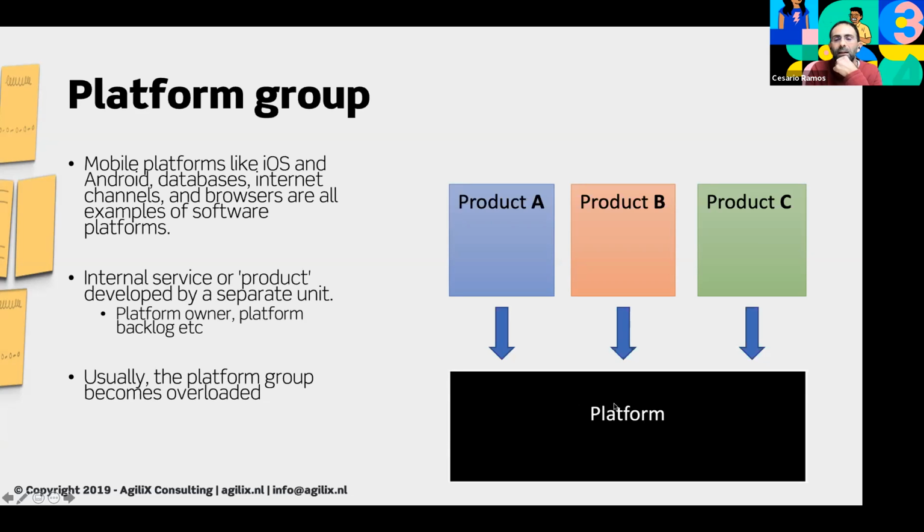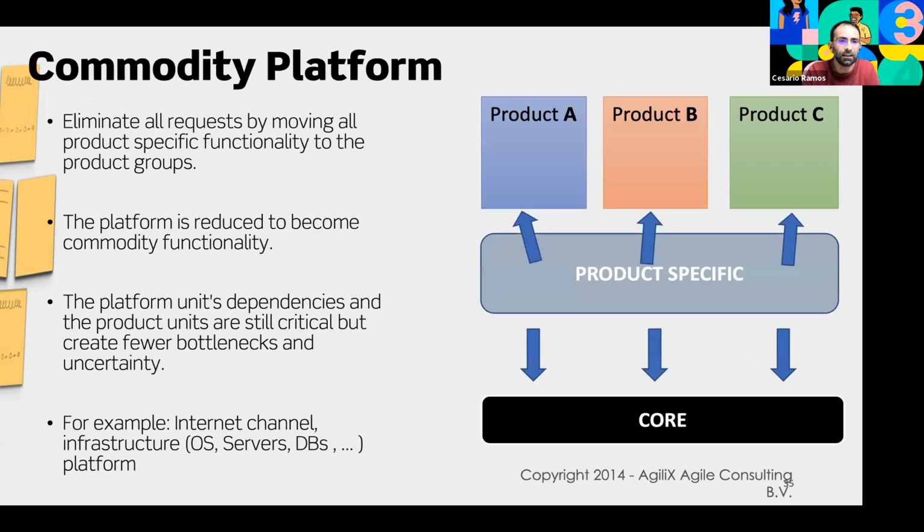So this platform group will have a platform owner and will have a platform backlog and so on. And the problem then, of course, is that this will be a single point of bottleneck, and it will slow down product development a lot, especially if the platform also has its own KPIs, etc. So what to do? The idea is to think about the platform just like what it is supposed to be, and it is a commodity platform, right?